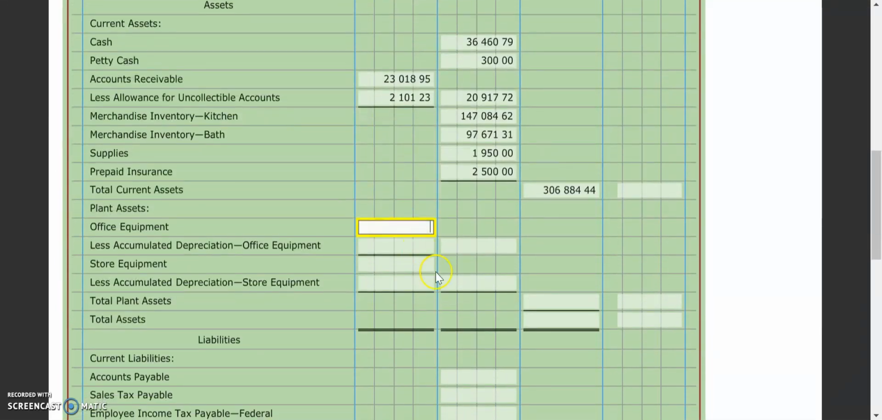So our office equipment was $26,015.89, and its accumulated depreciation was $18,674. So the difference between those two numbers is the book value of our office equipment, which is $7,341.89.